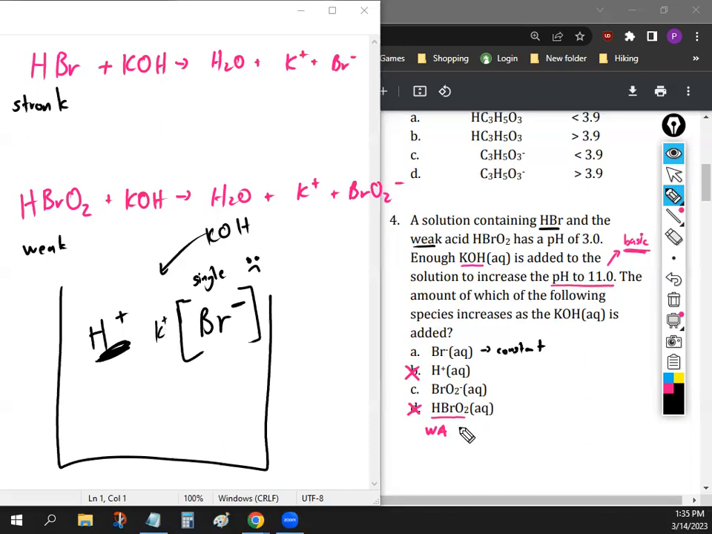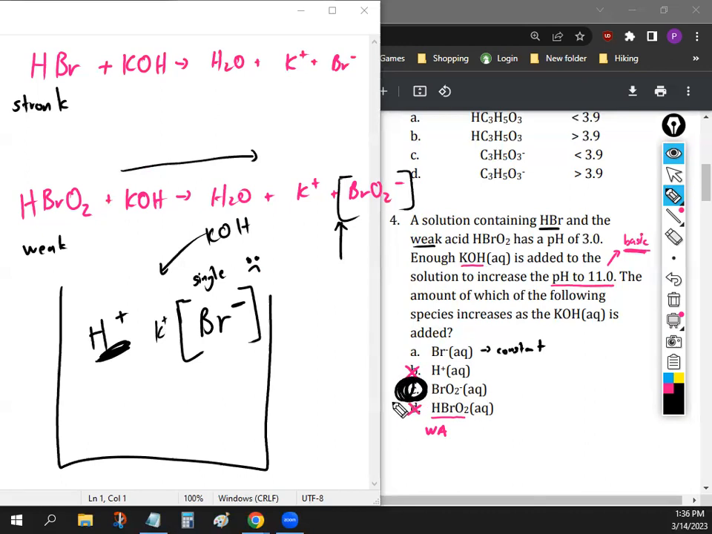And so the only thing that's going to increase is this, because remember, this is a weak acid. Not all of this broke up yet, right? So the more base we use, it's going to push equilibrium to the right. And so the concentration of this guy is going to go up. So your answer is C.